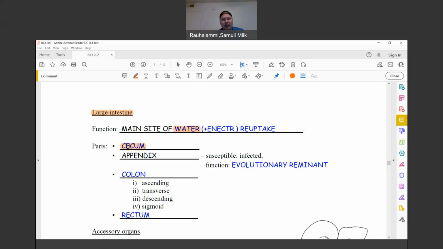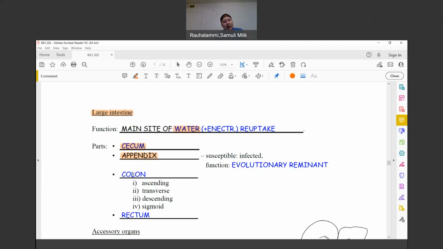Remember, this appendix is a bit of a useless structure for us these days. Why do we have that? What good does it do for us? Well, it's speculated that it's probably more like an evolutionary remnant. That's where the bacteria for digesting plant-based material was housed. Since we don't eat that much plant-based food anymore, it's not serving an important role, but it is still there. Of course, you can get the appendix infected, so sometimes it may need to be removed. So that's the story of that.